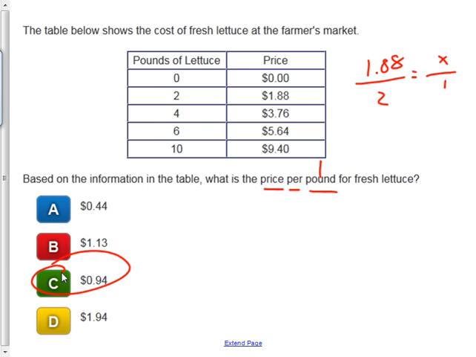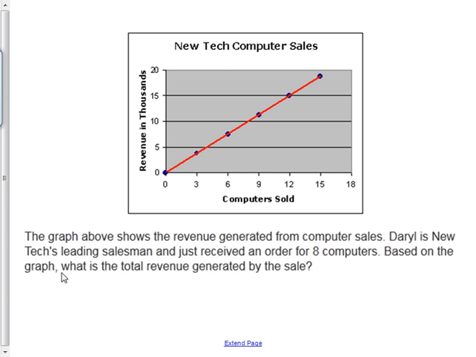The graph above shows the revenue generated from computer sales. Daryl is New Tech's leading salesman and just received an order of 8 computers. Based on the graph, what is the total revenue generated by the sale? So we have revenue in thousands of dollars over here, so that's your label, thousands, and then computers sold. So we're looking for 8.